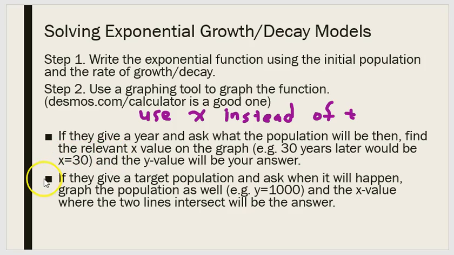The other type of question is they may give you a target population and say, when will that happen? So now they're giving you the y and asking you for the x. So to answer these questions, you're actually going to enter a separate equation into the graphing tool. For example, if the target population was 1,000, you would write y equals 1,000 for a second equation on the graphing tool. And then what you're going to look for is where your two graphs intersect. So find the point of intersection between them and click on that. And the x value where those lines meet, that will be the answer to your question. That'll be how much longer it takes for those two conditions to overlap.